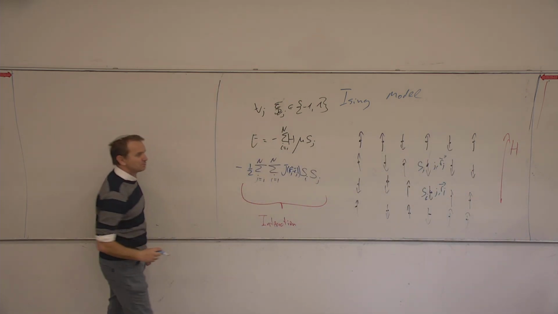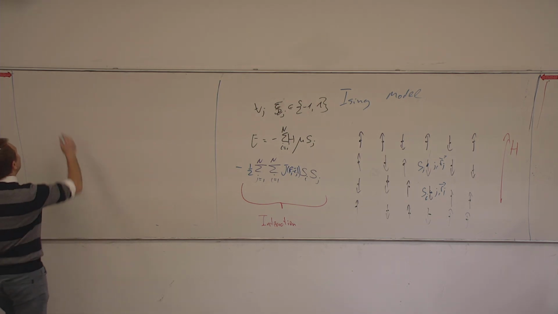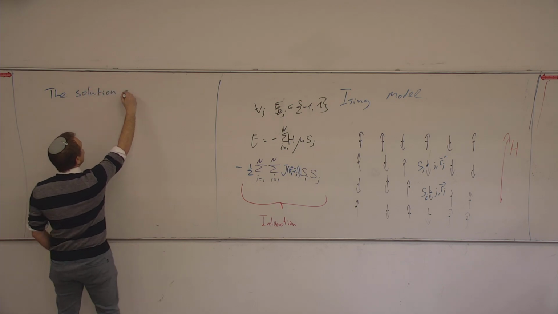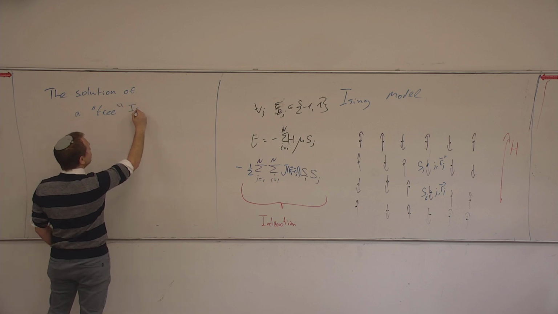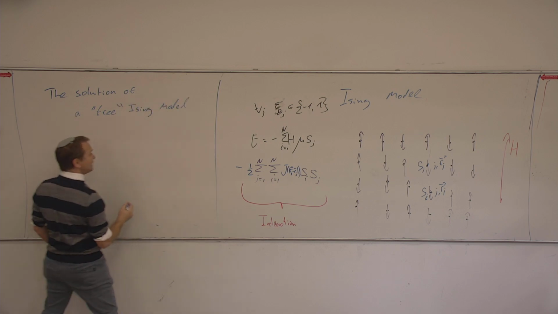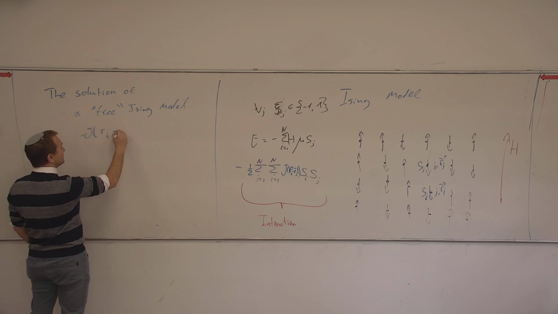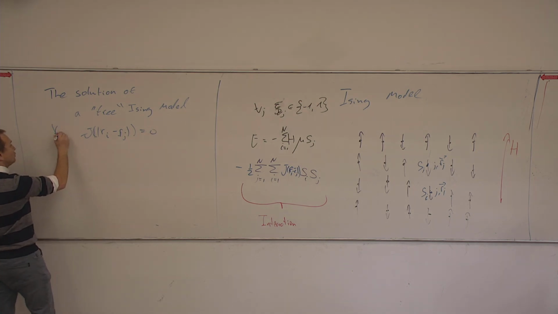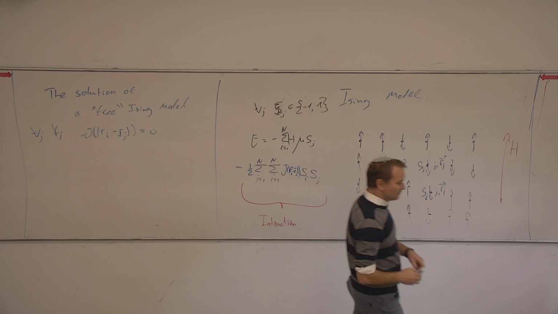So let's try and see what happens for this model. And the first part, we will assume, let's forget about interaction. So the solution of a free Ising model. This means that J(Ri minus Rj) equals 0 for all i and for all j. Right? So this is the first part.